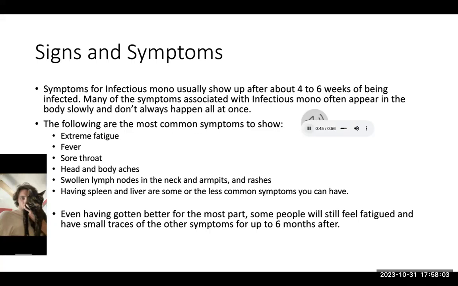And even if you've gotten better for the most part, people will often still feel very fatigued and have very small traces of symptoms for up to 6 months after the infection is gone.